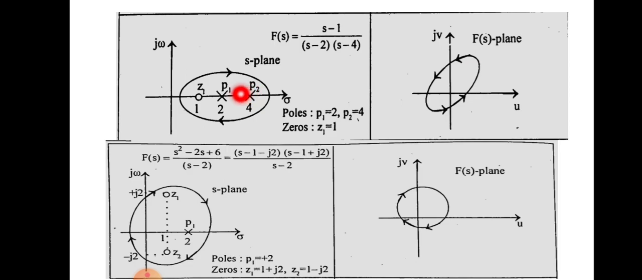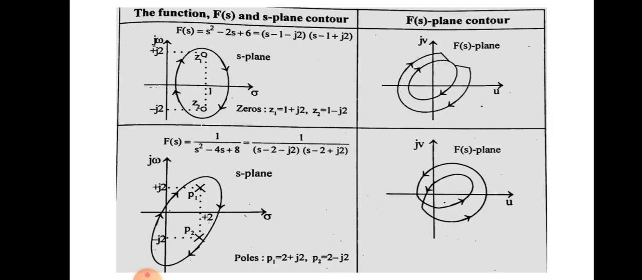Here the number of poles is represented by p and the number of zeros is represented by z, and here p is greater than z. In such cases the contour in the f of s plane will encircle the origin of the f of s plane p minus z times in the anti-clockwise direction. Here it is encircling the origin in the anti-clockwise direction. Also, p minus z means the number of poles minus the number of zeros, so that is equal to 2 minus 1, which is equal to 1. So this f of s plane contour will encircle the origin a single time, and that too in the anti-clockwise direction.